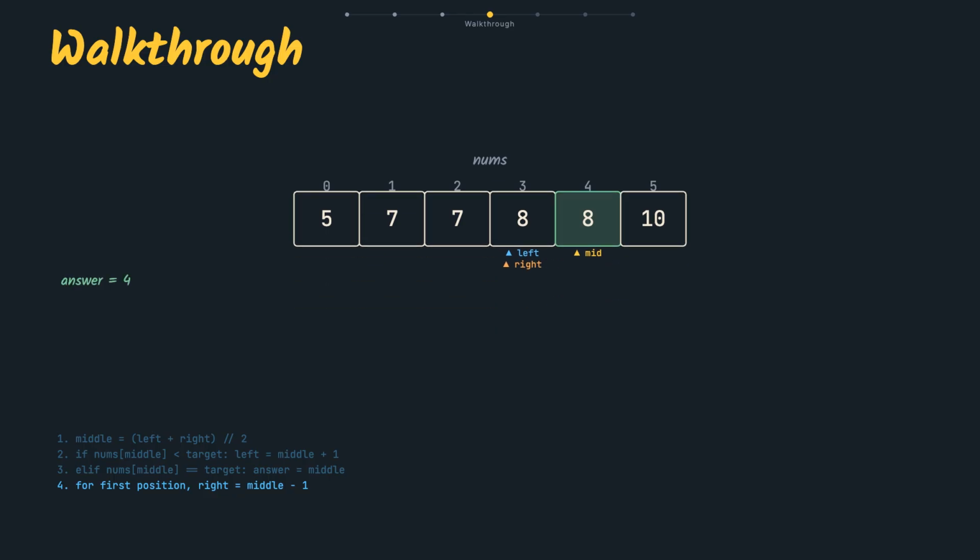Good. We record 4, but we are hunting the first 8, so we keep searching left by moving right to 3. One more step. Left and right are both 3, middle is 3, and that is also 8. We record 3, then push left again. The search stops, and now we know the first position is 3. For the right boundary, we repeat the same search, but on a match we move the other way. That lands on 4.